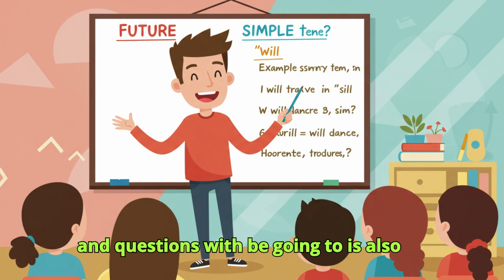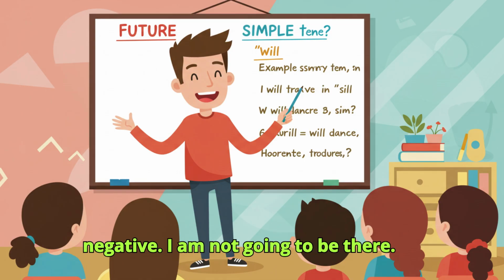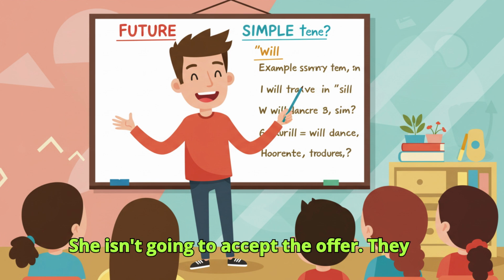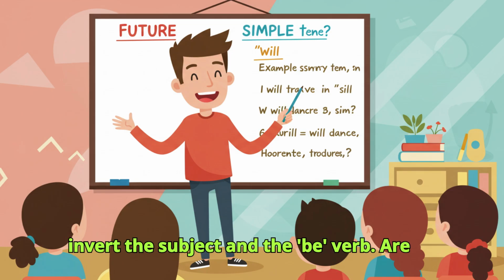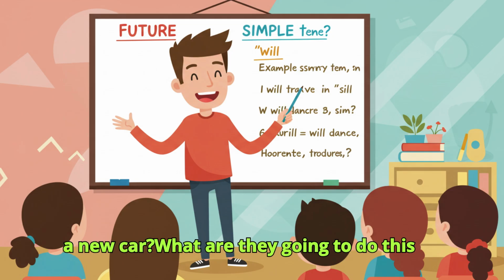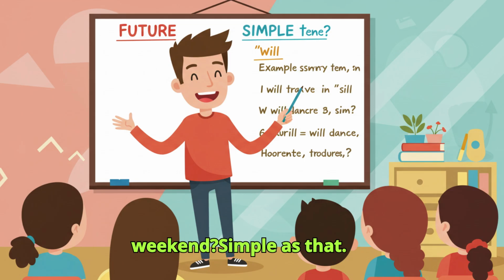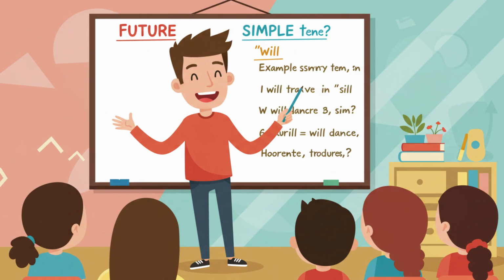Making negatives and questions with be going to is also simple. You just make the be verb negative. I am not going to be there. She isn't going to accept the offer. They aren't going to wait. For questions, you invert the subject and the be verb. Are you going to call him? Is he going to buy a new car? What are they going to do this weekend? Simple as that.